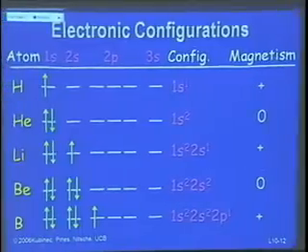Now go to boron. Boron, it's a 1s2, a 2s2, and now what's the next quantum number? L equals 1. Now we go to P, 2p.